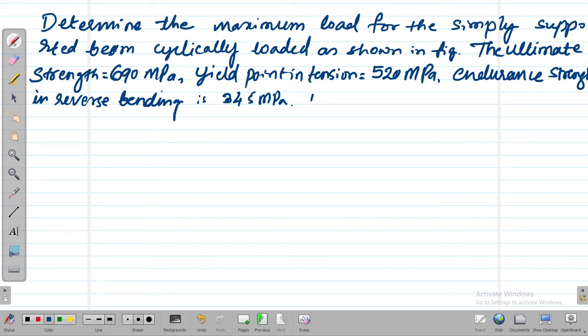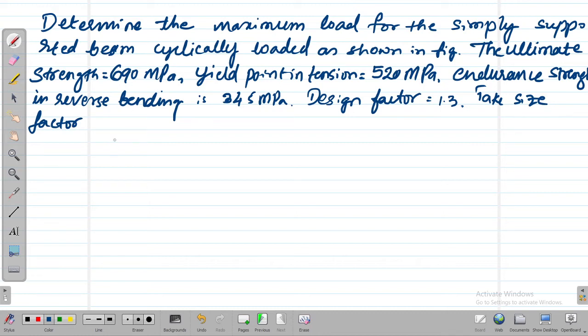Design factor equal to 1.3. Take size factor equal to 0.85 and the surface factor equal to 0.9.